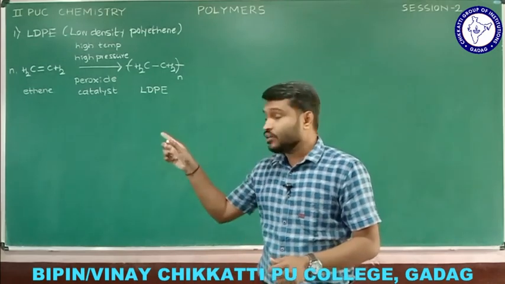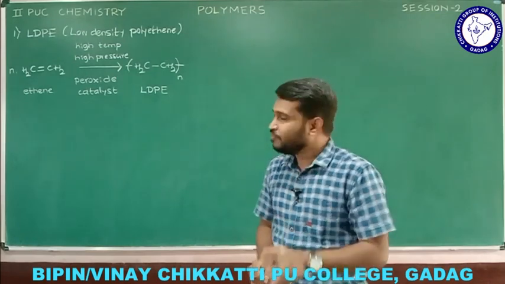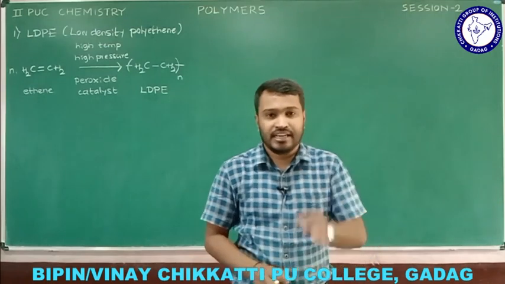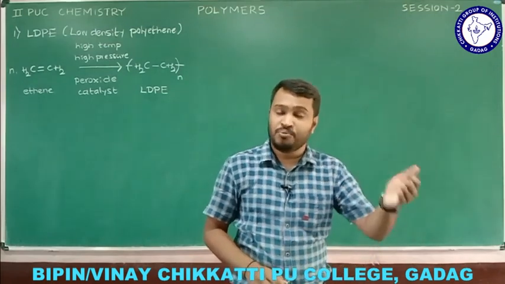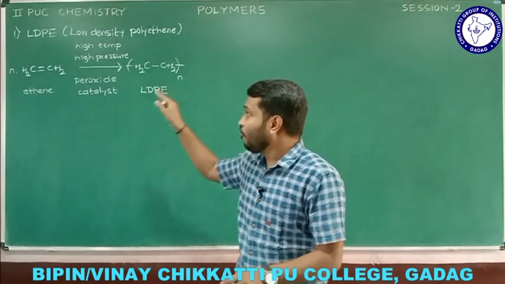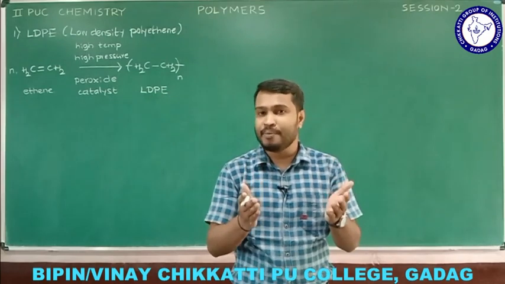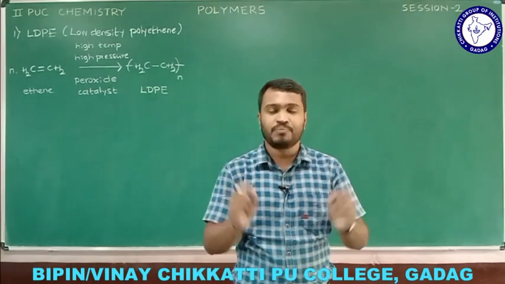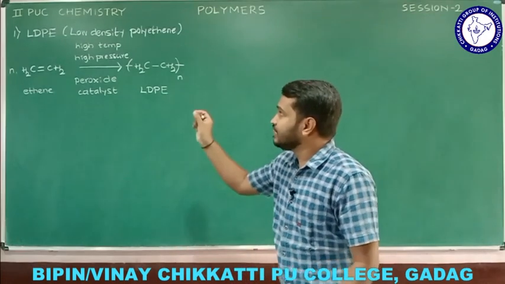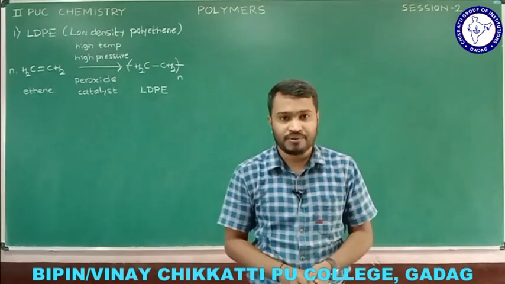Therefore, in particular this belongs to homopolymerization, and the right statement you are supposed to write is: low density polyethene is formed by homopolymerization or addition polymerization of ethene in the presence of peroxide catalyst at high temperature and high pressure. That is the statement you are supposed to write. And this is all about the first example, that is LDPE, which belongs to branched polymers.